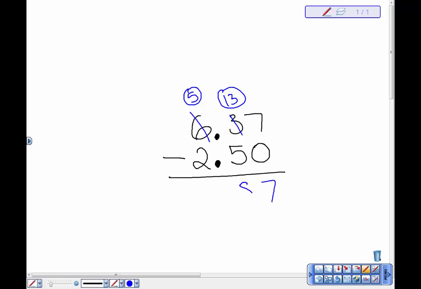13 minus 5 is 8. 5 minus 2 is 3. And don't forget to bring down your decimal point. 3.87. Excellent. So that's how easy it is to subtract decimals.